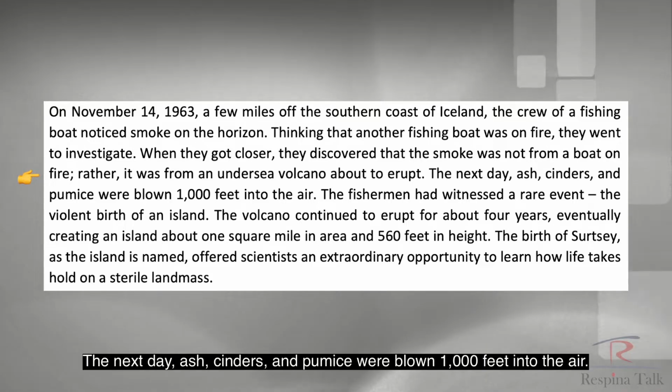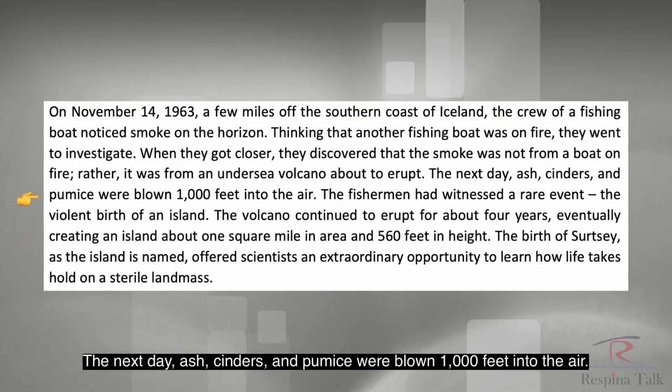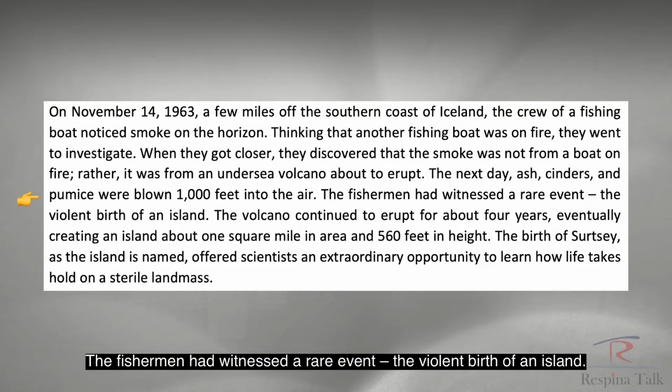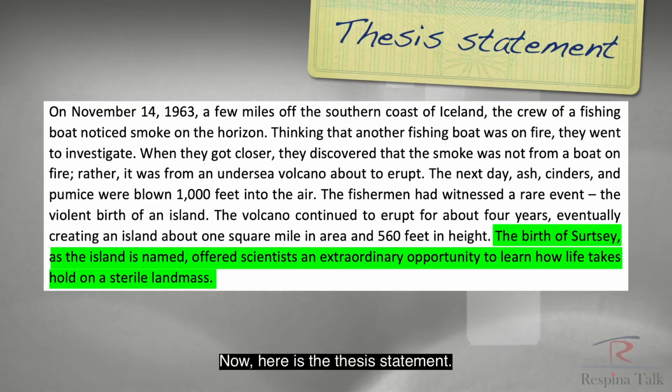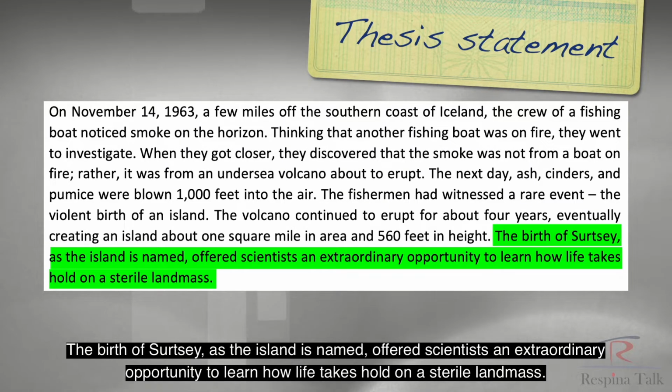The next day, ash, cinders, and pumice were blown 1,000 feet into the air. The fishermen had witnessed a rare event, the violent birth of an island. The volcano continued to erupt for about 4 years, eventually creating an island about 1 square mile in area and 560 feet in height. Now here's the thesis statement. The birth of Surtsey, as the island is named, offered scientists an extraordinary opportunity to learn how life takes hold on a sterile landmass.